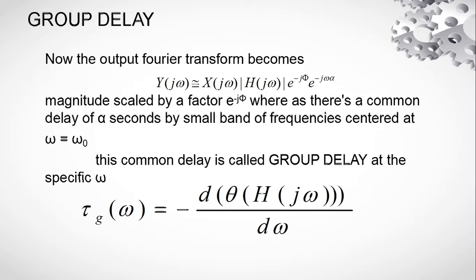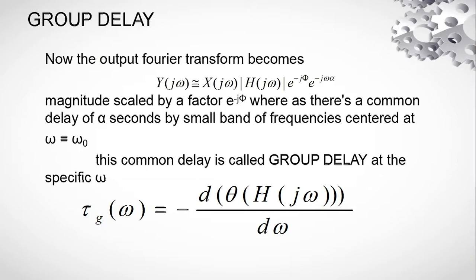Now the Fourier transform of the output becomes capital Y of j omega, which is shown there, and from that equation the magnitude is not only scaled by mod of H, but there is an additional factor of e power minus j phi. But look at the delay part, it's minus j omega alpha. So this is a delay for all the frequencies around omega naught. This small band of frequencies has a common delay of alpha.